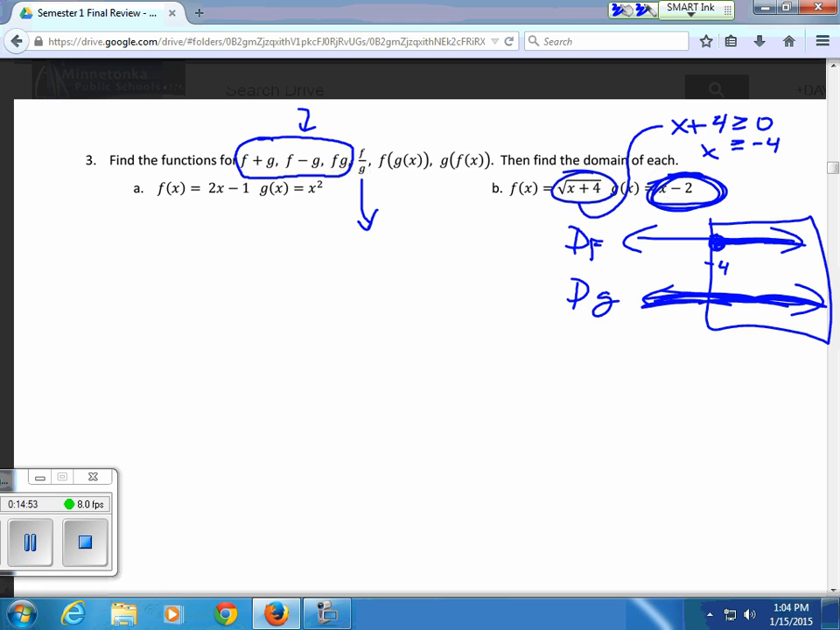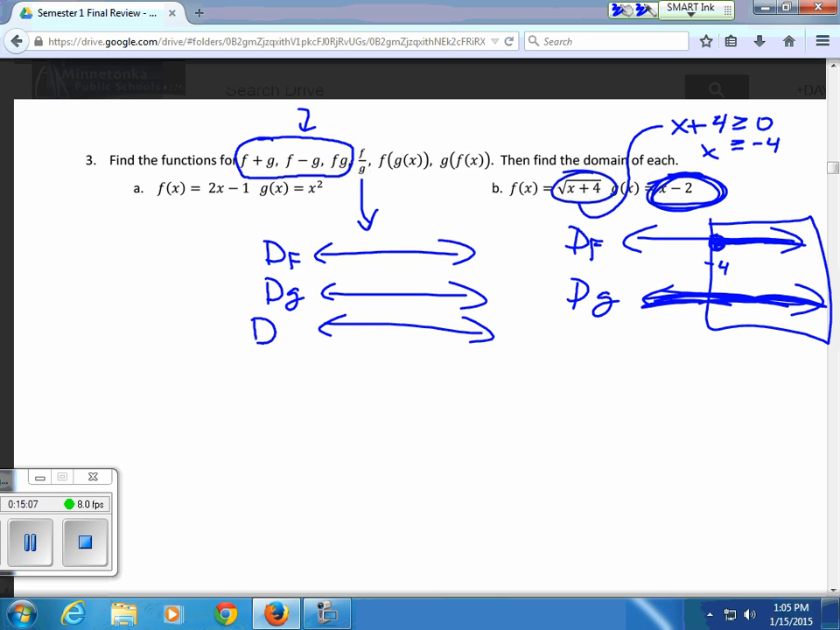Do you remember that that has 3 number lines to check? Domain of F, domain of G, and domain of F over G, which is when g does not equal 0.